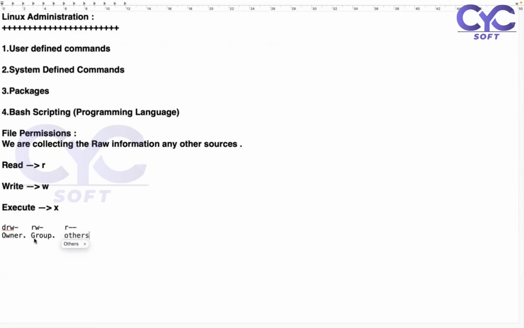These are the things we need to maintain: what is owner, what is group, what are others. Owner, group, and others come into the picture when we go with dynamic permissions. Now we can set file permissions in two ways, guys. The first one is numerical notation, and the second one is alphabetical notation.